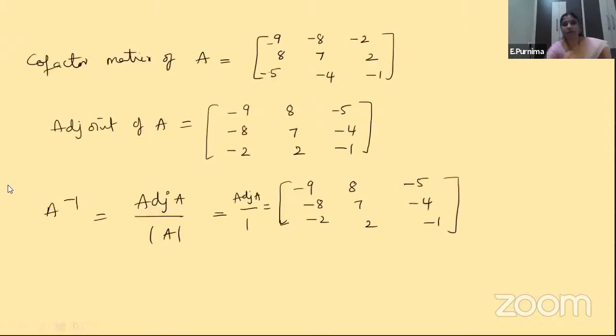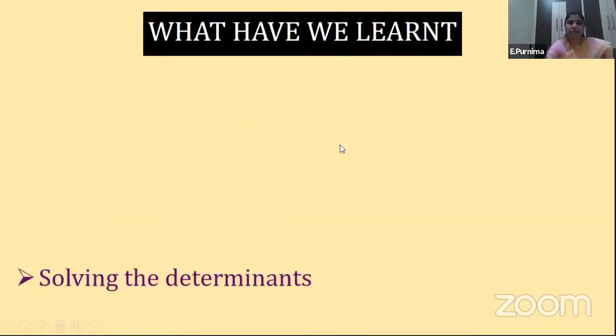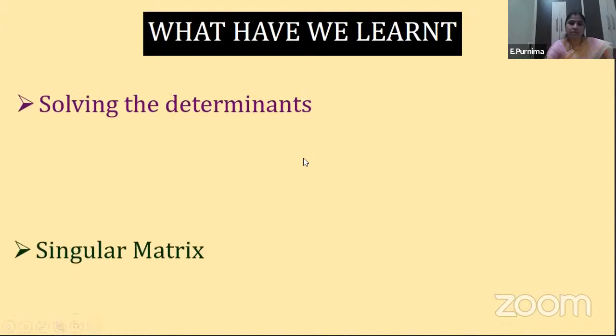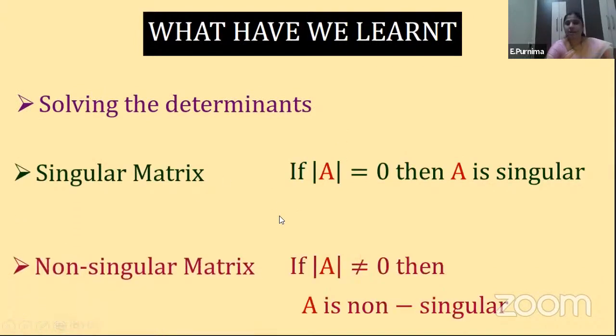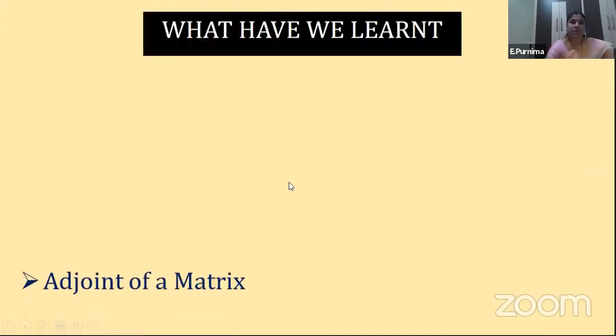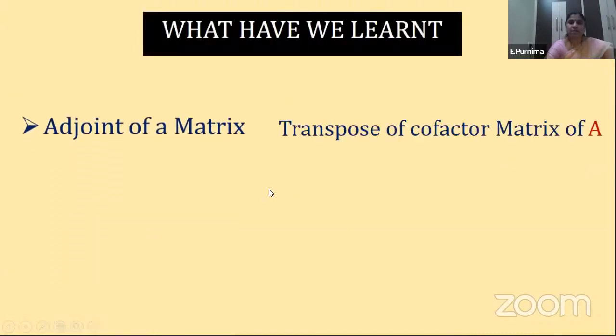So this is how we find the inverse of any matrix. Next, let us see what we have learned. We have solved some determinants, children. What is a singular matrix? Where determinant of A is equal to 0, it is said to be a singular matrix. What is a non-singular matrix? If determinant A is not equal to 0, then that matrix is said to be a non-singular matrix. And next, adjoint of a matrix. What is adjoint? Transpose of the cofactor matrix of A. Clear?